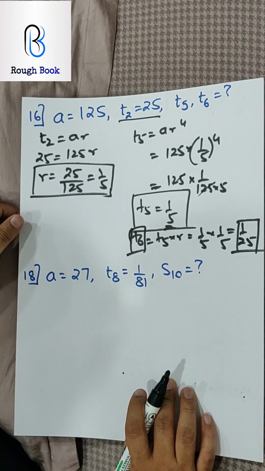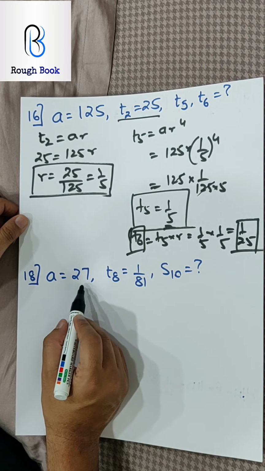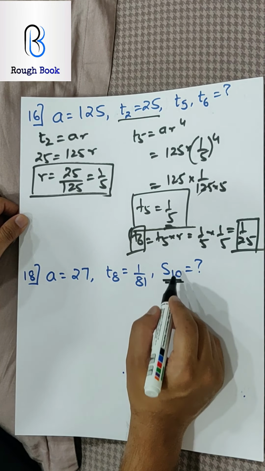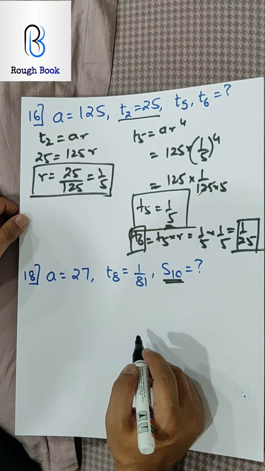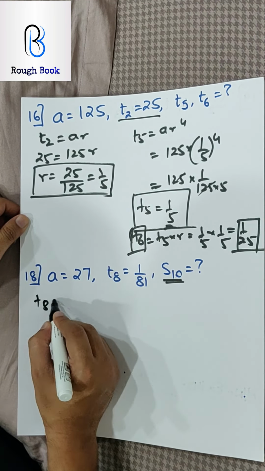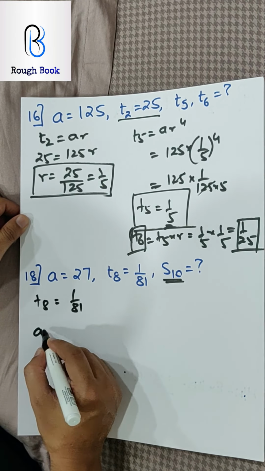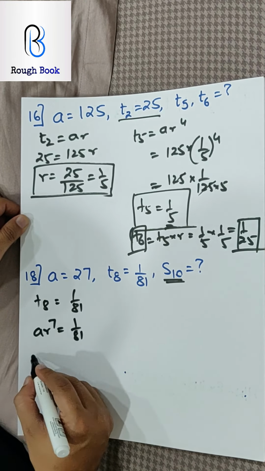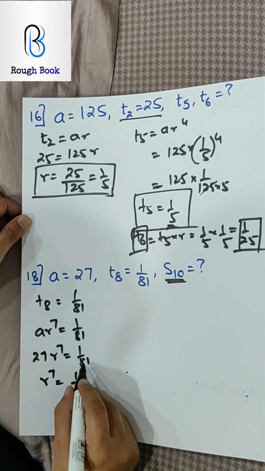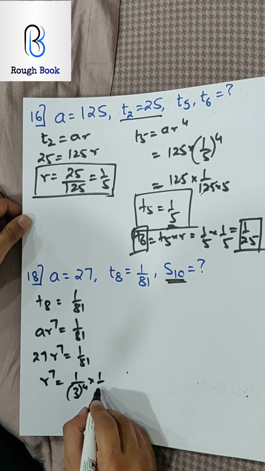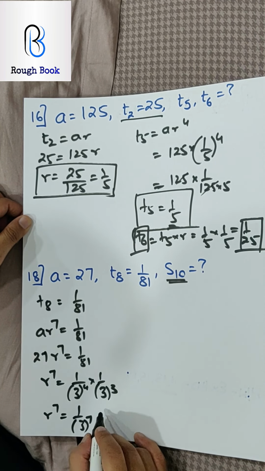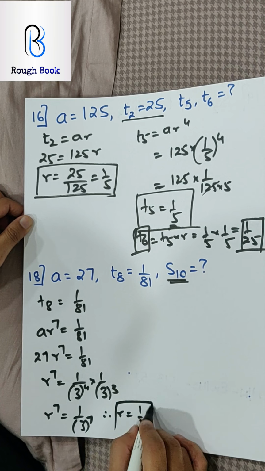Easy? Come on, 18th. The first term of the GP is 27 and the eighth term is 1 by 81. What will be the sum of 10 terms? Come on, go ahead, get me the sum of 10 terms, everybody. So use this same method. So T8 is 1 by 81. So T8 is what? AR7 equals 1 by 81. A is what? 27. 27 R7 equals 1 by 81. So R7 is 81 is 3 raised to 4 and 27 is 3 cube. So R7 is 1 by 3 to the 7. Are you getting it? What I am trying to do? So R becomes 1/3.